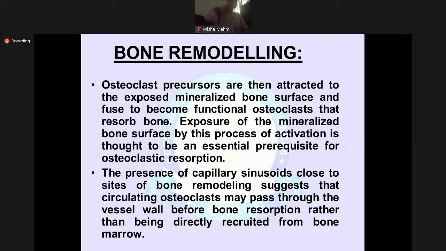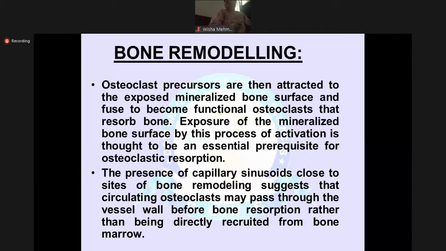Now the process of mineralization takes place. Now what is mineralization? Mineralization is basically, it starts about 10 to 12 days after the formation of osteoid. So in this process, first a large quantity of calcium phosphate is deposited, and afterward the hydroxide and the bicarbonate ions are gradually added, causing the formation of hydroxyapatite crystals.